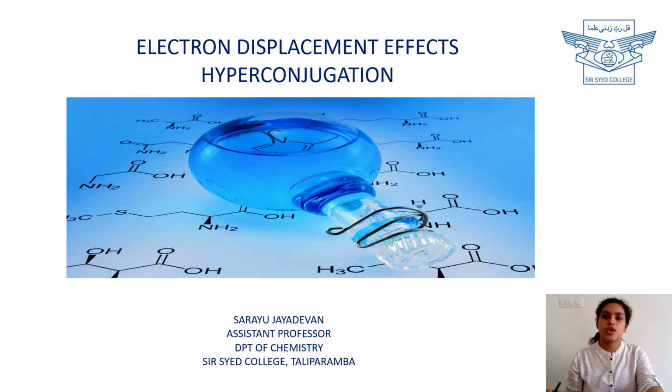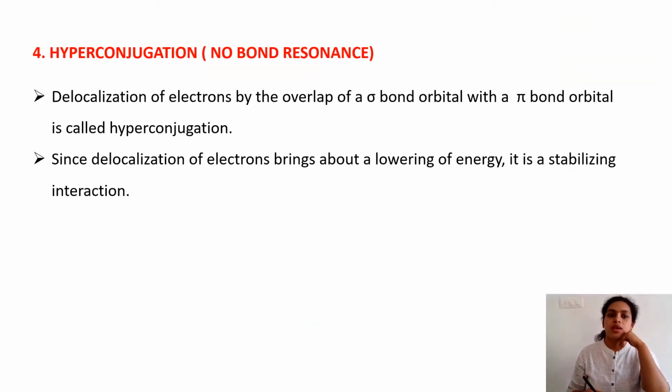Hi all, today's topic of discussion is hyperconjugation, which is the fourth electron displacement effect. Here, the delocalization of electrons by the overlap of a sigma bond orbital with a pi bond orbital is called hyperconjugation.